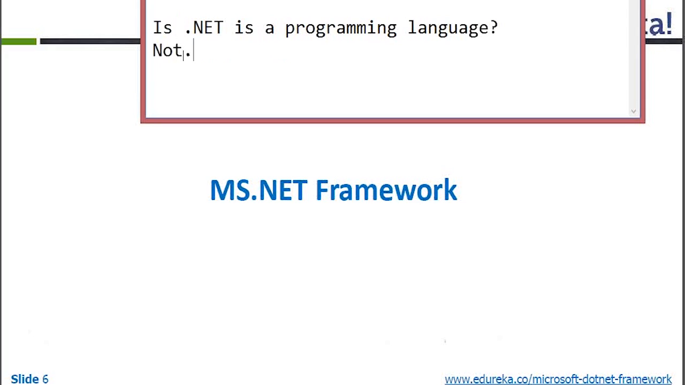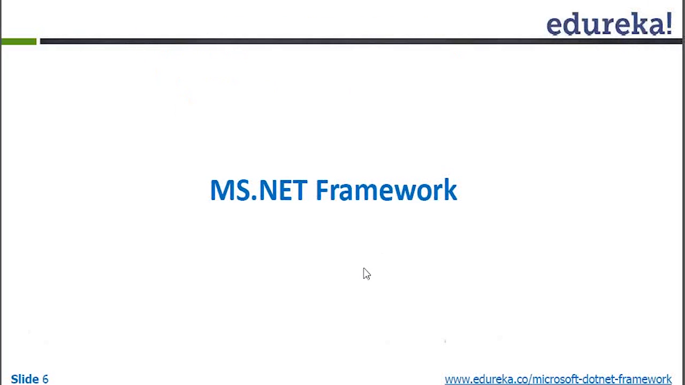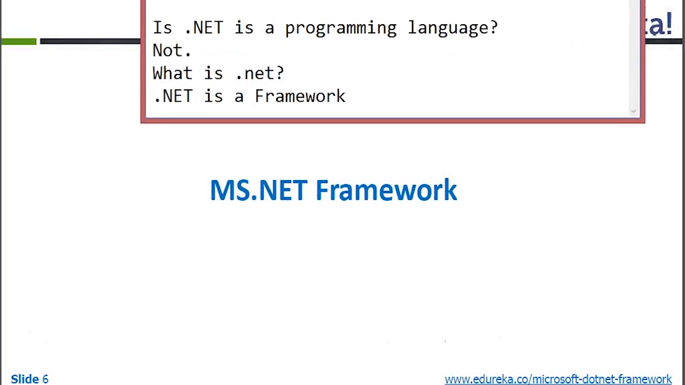Then what is .NET? We'll be calling .NET a framework. .NET is not a programming language and .NET is a framework. In this slide you could see my heading was also given as .NET framework. And I would like to confirm .NET is not a programming language by itself.